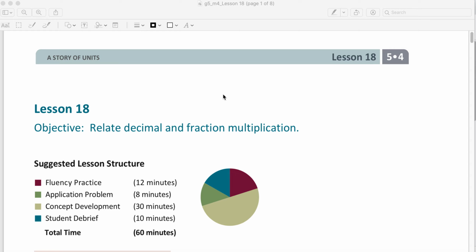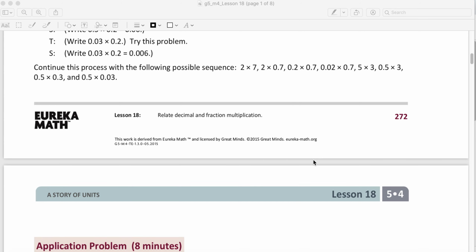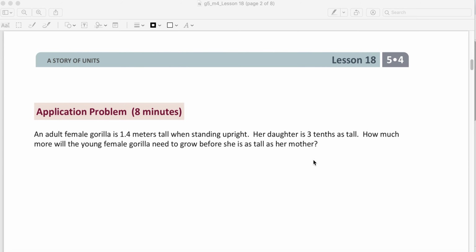All right, Lesson 18, objective: relate decimal and fraction multiplication. And really, this is just the same lesson, more practice with yesterday's lesson. The one thing we are going to add is the unit form. So we're going to do it with the standard algorithm, but we're going to use unit form language so that you can see, again, the connection between the two.